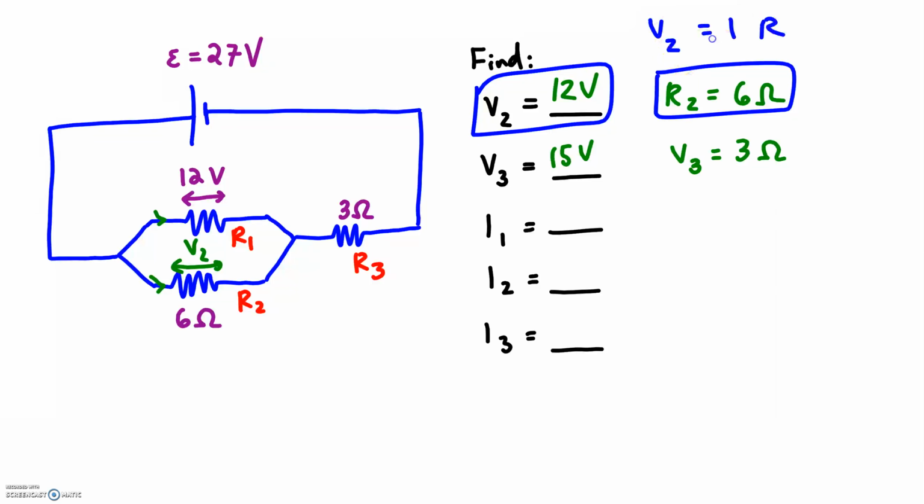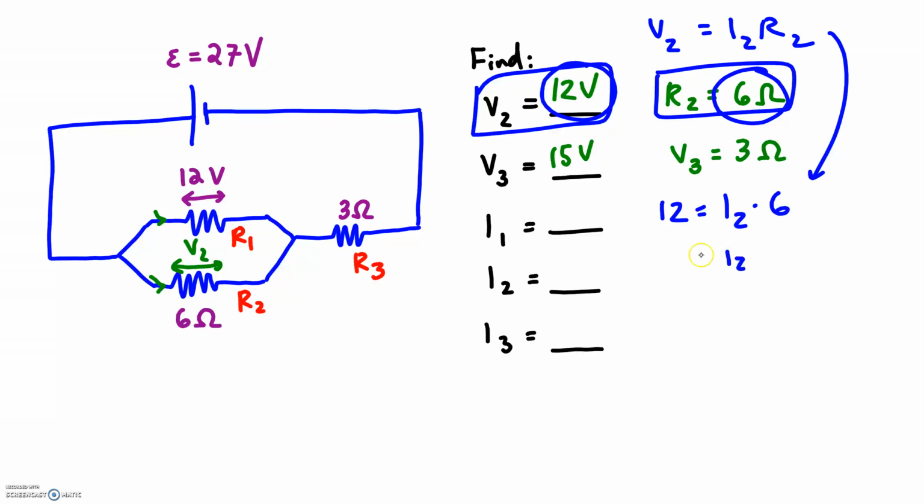We're going to apply this equation to the second resistor, R2. And when we plug in the potential difference value, 12, this says 12 equals I times the resistance, 6, which we are given in the photo. And I2 comes to 2 amps. That's I2.